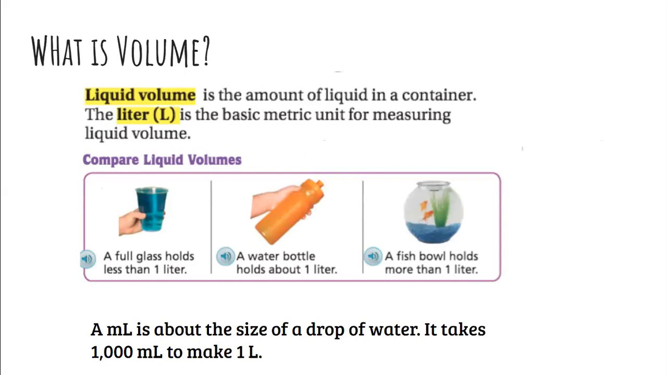Liquid volume is the amount of liquid in a container. The liter is the basic metric unit for measuring liquid volume. And when comparing liquid volumes, a full glass holds less than a liter. So a glass or a cup that you may have at home holds less than 1 liter. A water bottle holds about 1 liter, and a fish bowl holds more than 1 liter. A milliliter is the size of a drop of water. So a milliliter is much, much smaller than a liter. It takes 1,000 milliliters to make 1 liter.